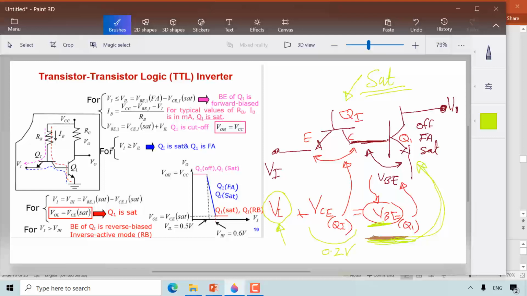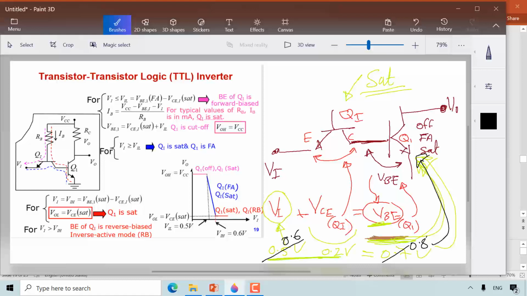So for instance, if I want this transistor to be in the forward active region, I just set the input to 0.5 volt. That's it, right? 0.5 plus 0.2 equals 0.7 volt. Therefore, this transistor is in forward active. Well, if I want this transistor to be in saturation, change 0.5 volt to 0.6, and that makes this 0.8. So this transistor is in saturation.